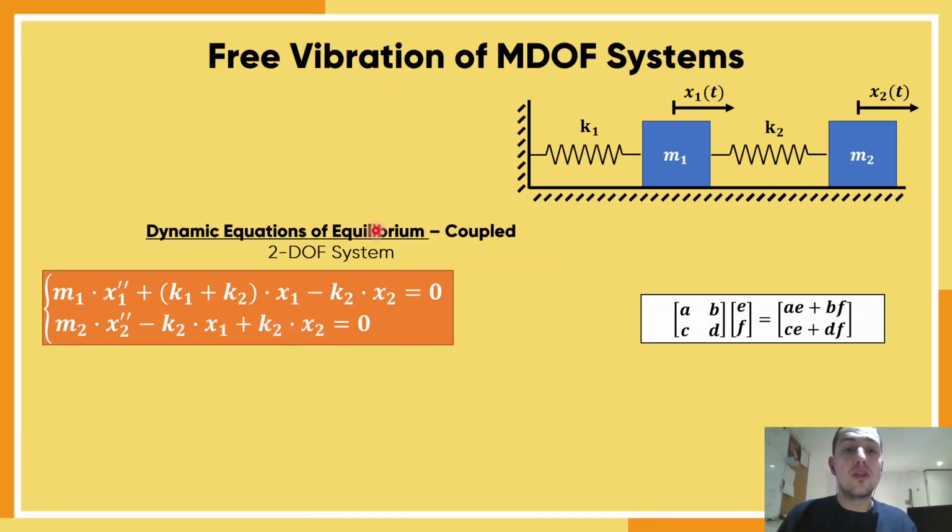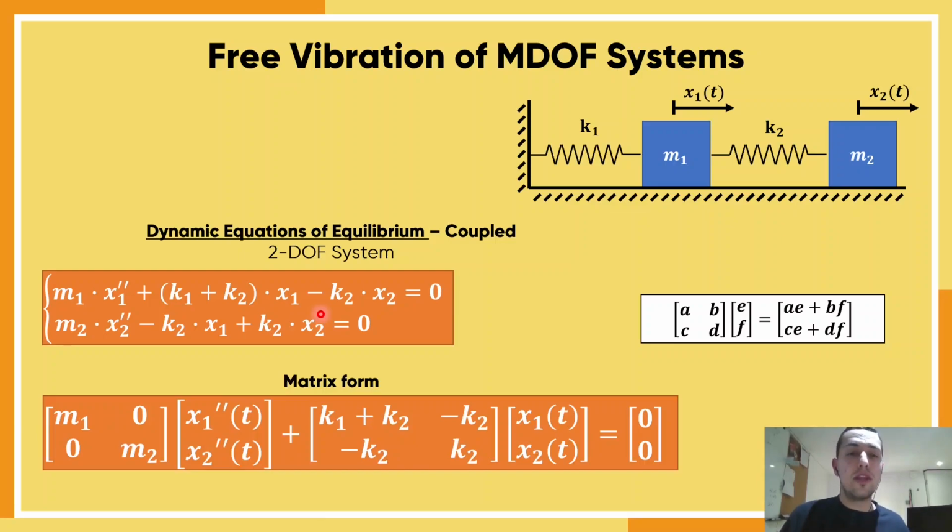So let's look into these equations of equilibrium, but now written in matrix form that has this look. And let's see if this works. So if we keep this matrix like this, M1, 0, 0, M2, and then this matrix here, K1 plus K2, minus K2, minus K2 and then K2, and these two vectors, this will be a vector of accelerations, and this will be a vector of displacements.